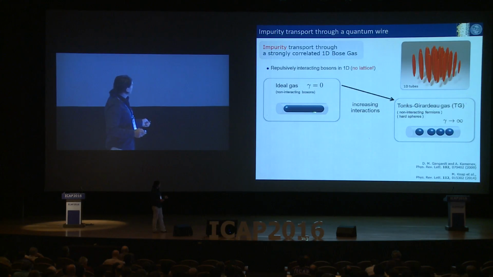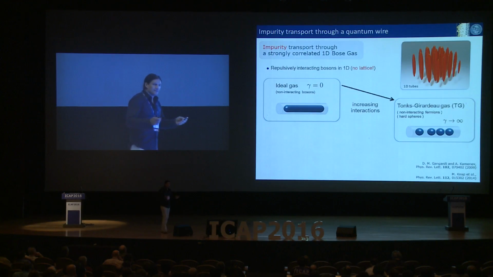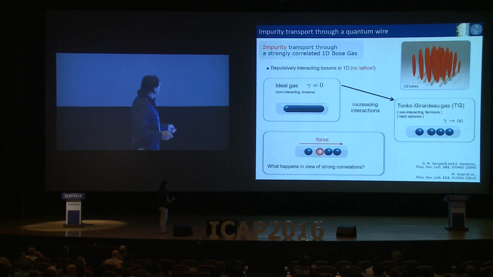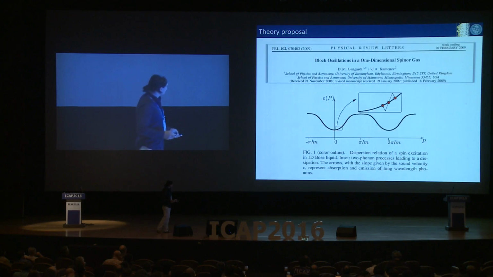If you have the ideal gas here, and then you think about when you increase interactions, you get something that looks almost like billiard balls lined up. You can say, let's probe this lining up with an impurity particle. And probing it means you accelerate it, you put on a force, and you want to see what happens afterwards. This goes back to a theory proposal by Gangardt and Kamenev some years ago, who said one should actually see in such a system Bloch oscillations because the lowest branch is periodic.